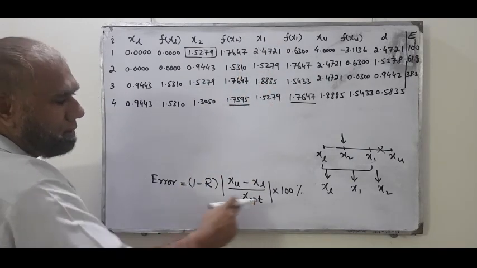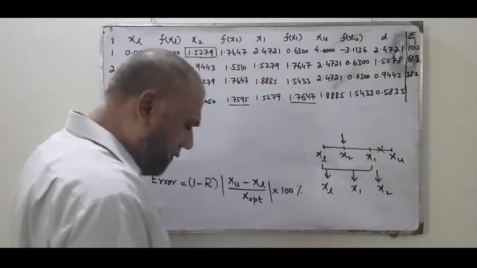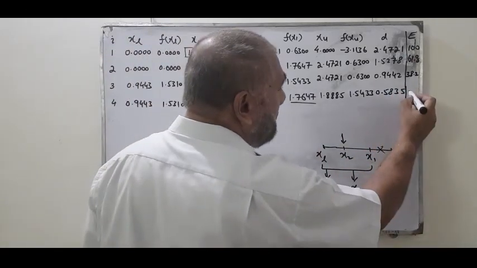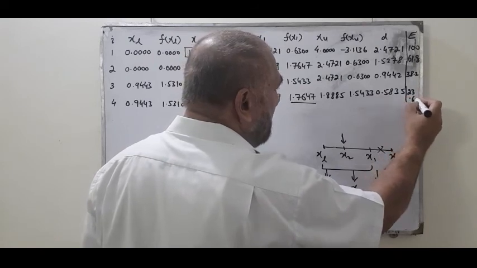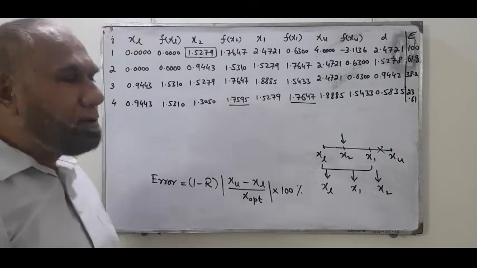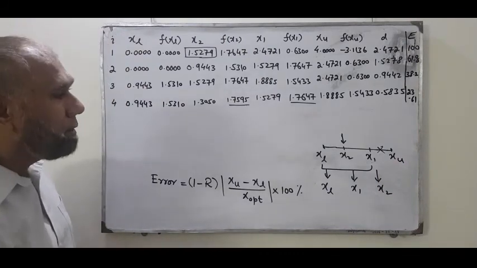X1's value will come here and simplify this result. And in this case, the error will be further reduced, and this is almost 23.61. Due to this lesser space, kindly note it down. The error is gradually decreasing.